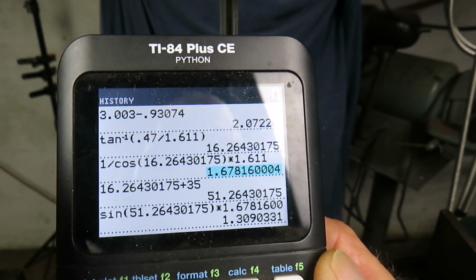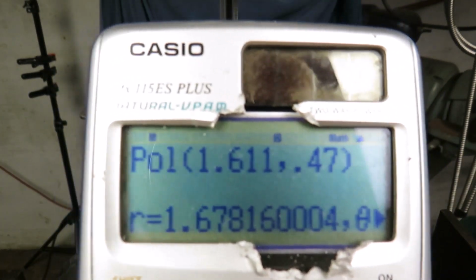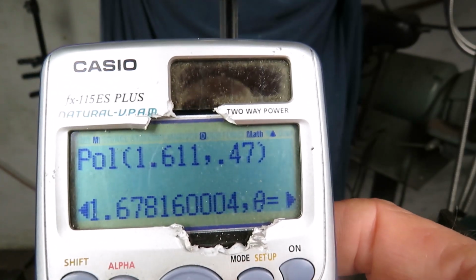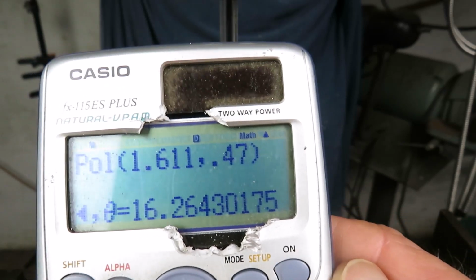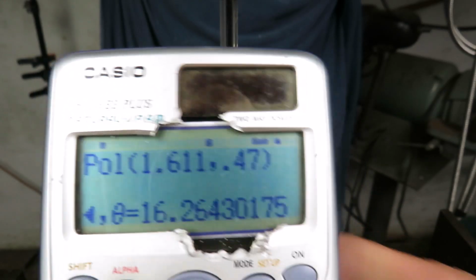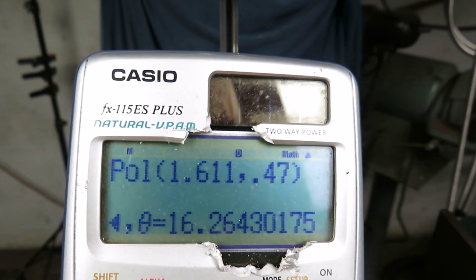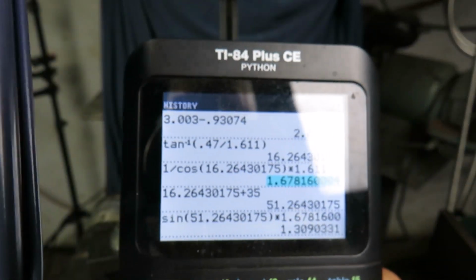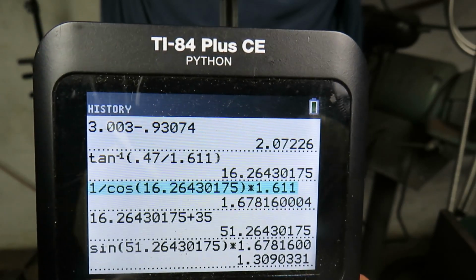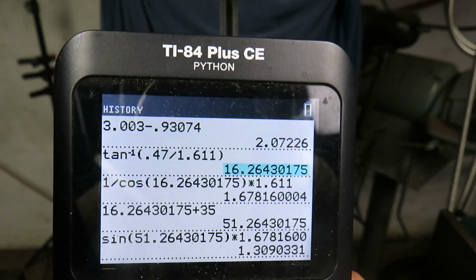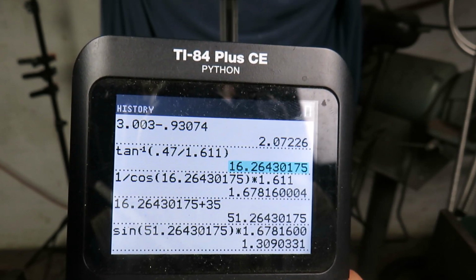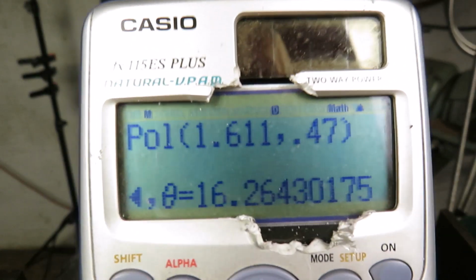That one, 1.67816. See that? Got the same number. Now if you scroll over to the right, that symbol is theta equals 16.2643 degrees, and right here, we got that by doing the inverse tangent. 16.2643, same number.